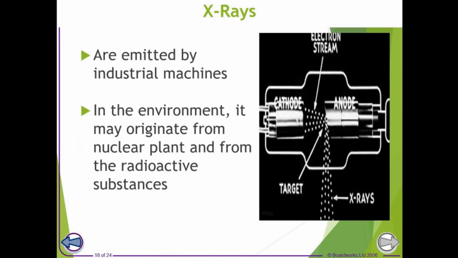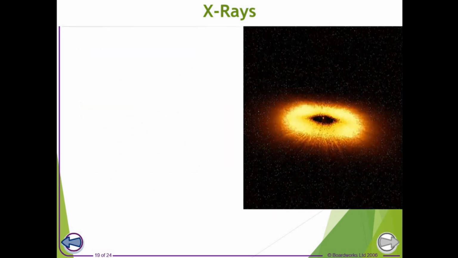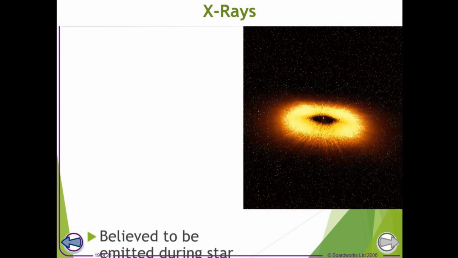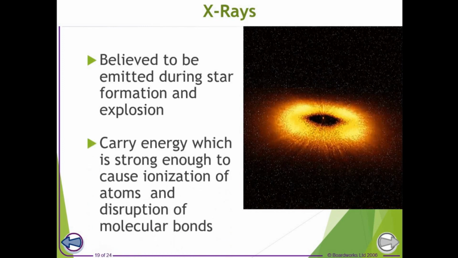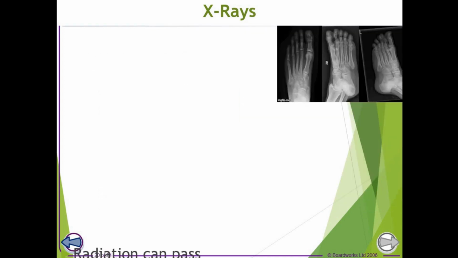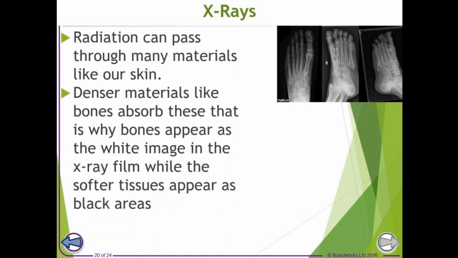In the environment, it may originate from a nuclear plant and from the radioactive substances. In the outer space, X-rays are also believed to be emitted during star formation and explosion. They carry energy which is strong enough to cause ionization of atoms and disruption of molecular bonds. Radiation can pass through many materials like our skin. However, denser materials like bones absorb these.